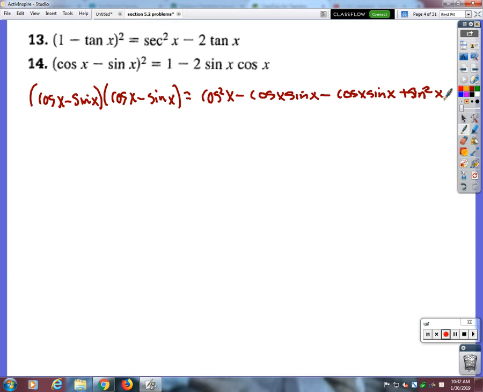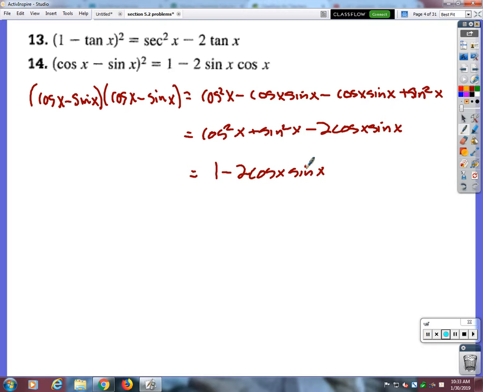Okay, so now I am going to sort of shift this around. I'm going to put the cosine squared plus the sine squared together. And then negative cosine sine minus cosine sine, those are like terms and they combine to be what? Negative 2 cosine sine. And now we are pretty much done because what's cosine squared plus sine squared? 1. So that gives me 1 minus 2 cosine x sine x, which is what I wanted in the first place.